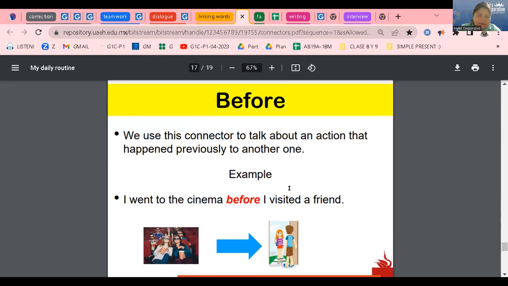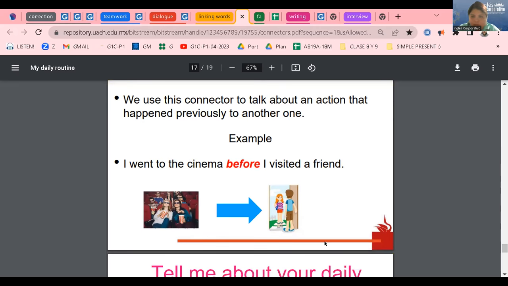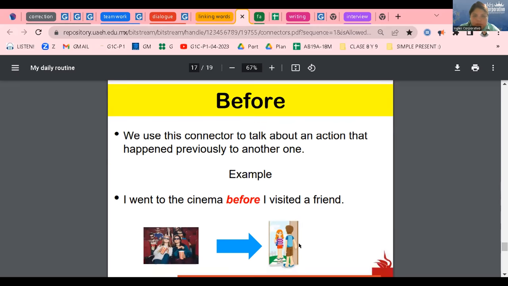¿Qué, cuál de estas dos actividades sucedió antes? Visit a friend. Visit al amigo. Ok, I went to the cinema before I visited a friend. Fui al cine antes de que yo visitara a un amigo. Ok, and this can be interchangeable as well.